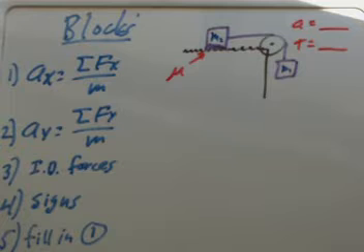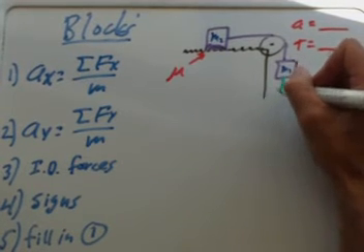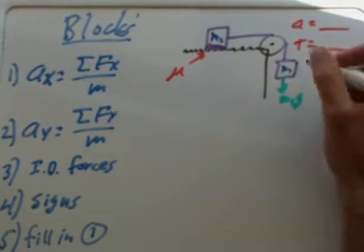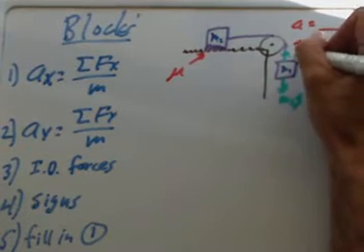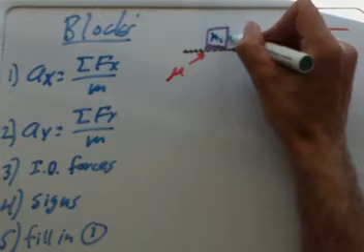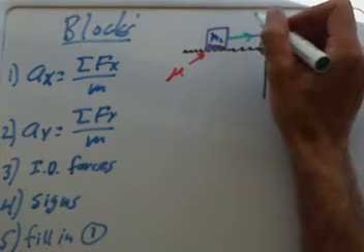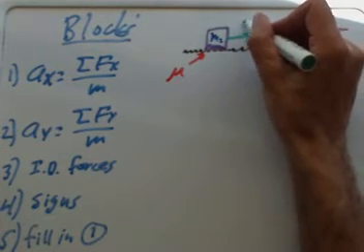Let's identify the forces. If I look at M1, there's definitely a weight down, M1G, and there's going to be an upwards tension pulling up on that one. Over here, rope always pulls away from its point. Tension always pulls away from its point of contact in a rope, so there'll be a T over that way like that.